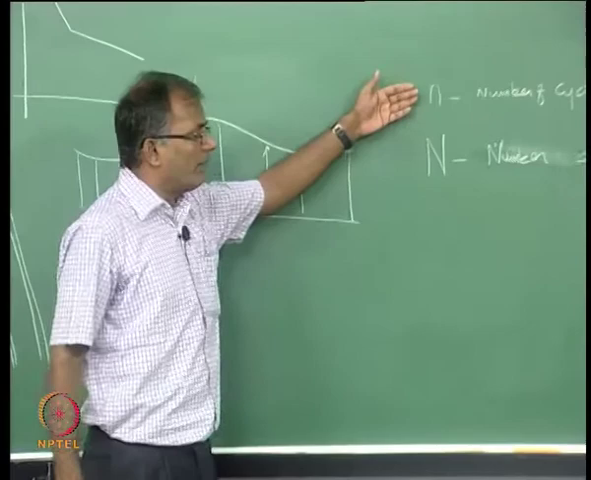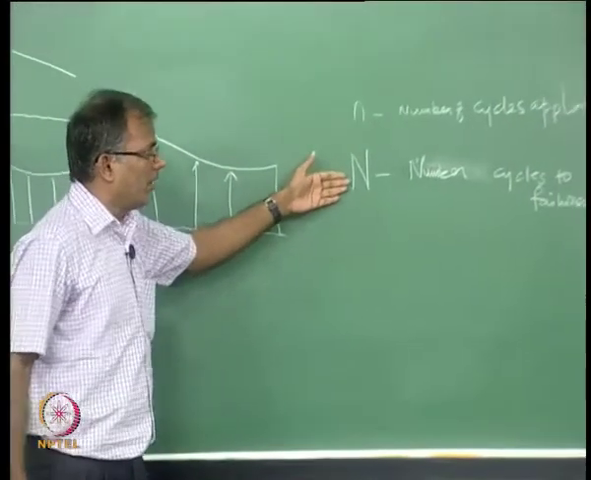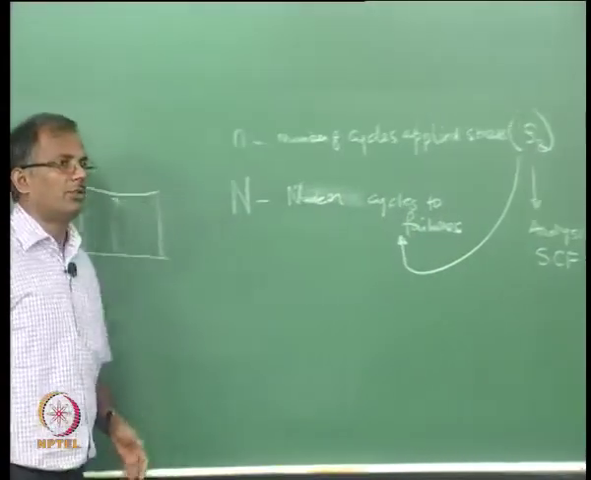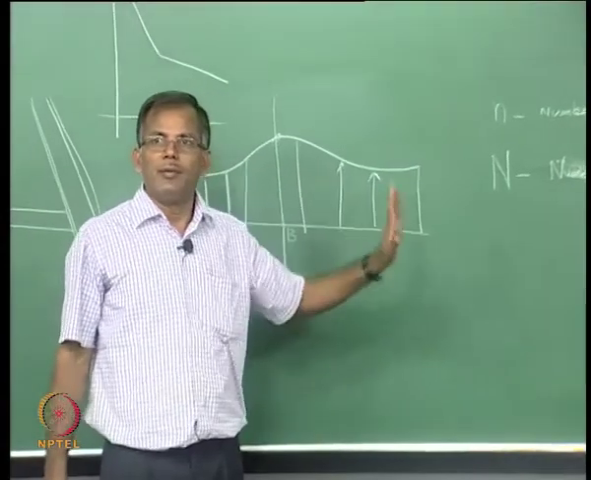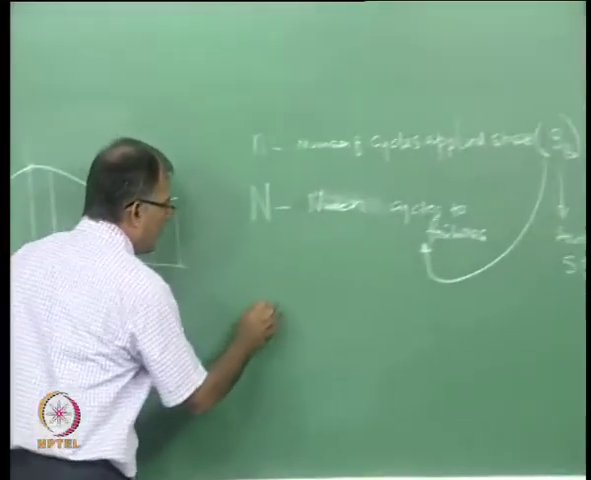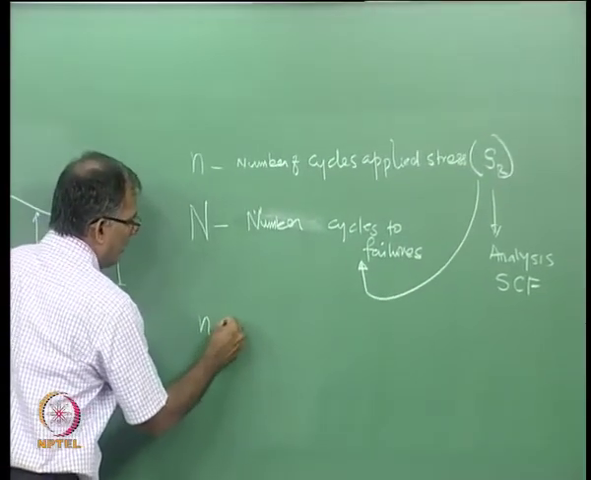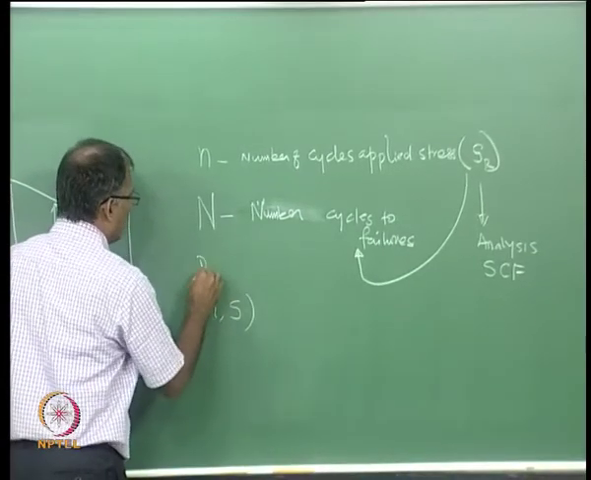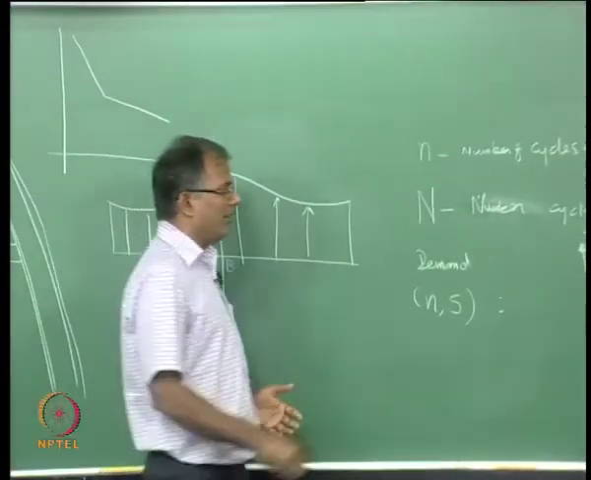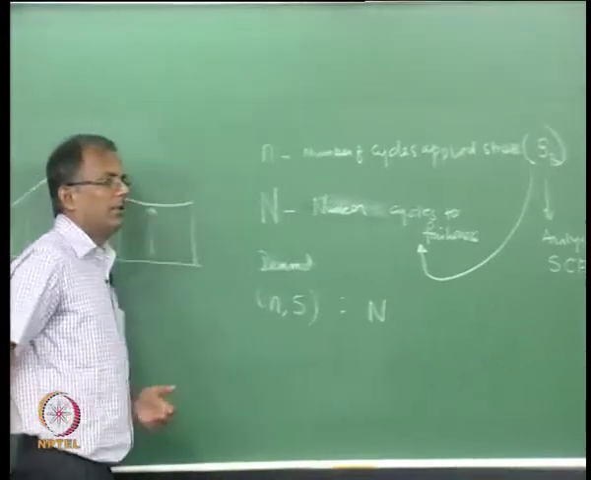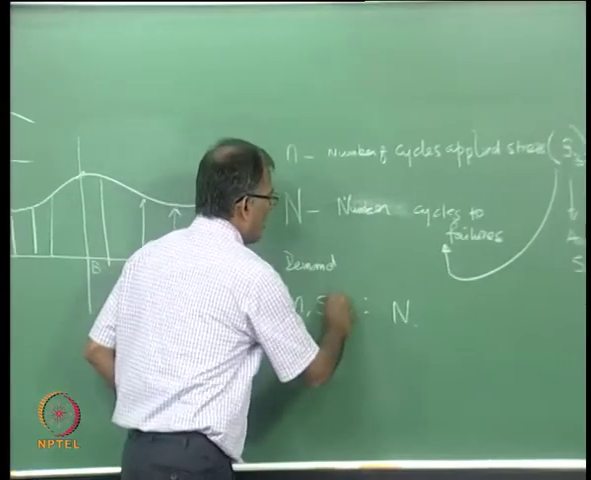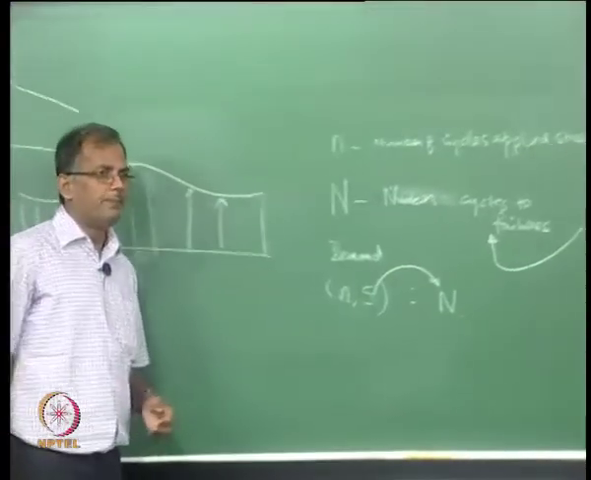So, we have the number of cycles applied, and the number of cycles that the joint will fail corresponding to that stress. So, basically 4 parameters define the demand and the capacity. The demand side is the number of cycles and the stress applied, and on the capacity side is the number of cycles that the joint may fail. So, you have this, but of course, it is related to the cycles applied.